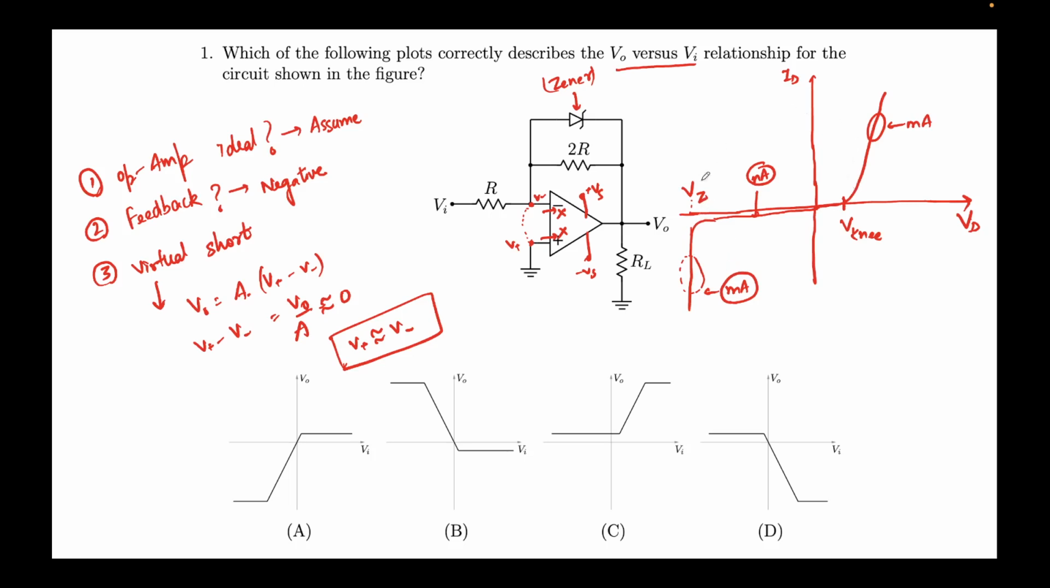But to summarize, this is how a Zener diode looks, and it can work even in the forward direction as well as the reverse direction. So these are the two key takeaways that we have. Now, using this information, we'll go ahead and try to solve this circuit.